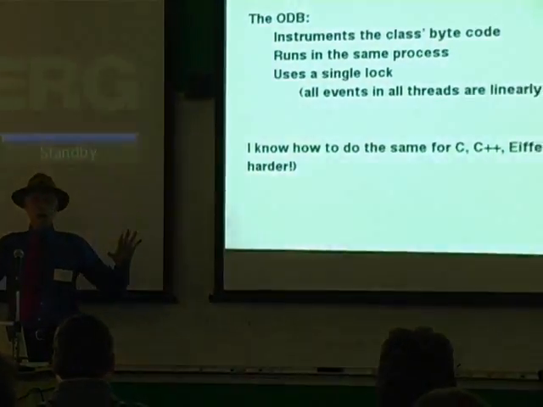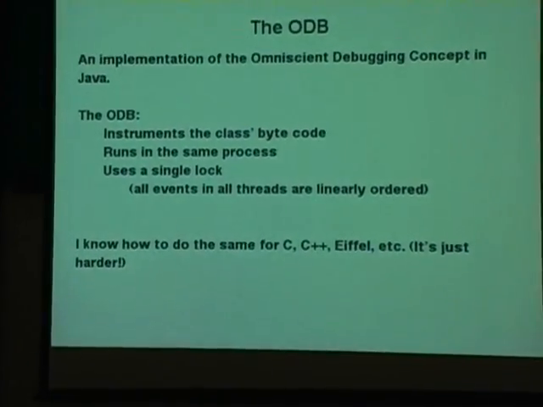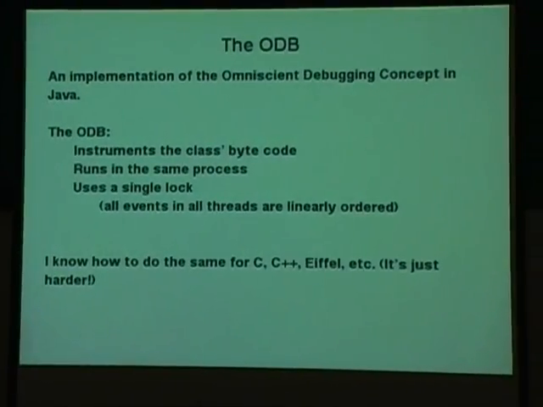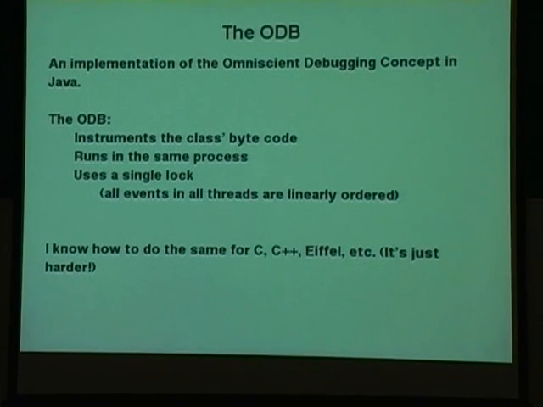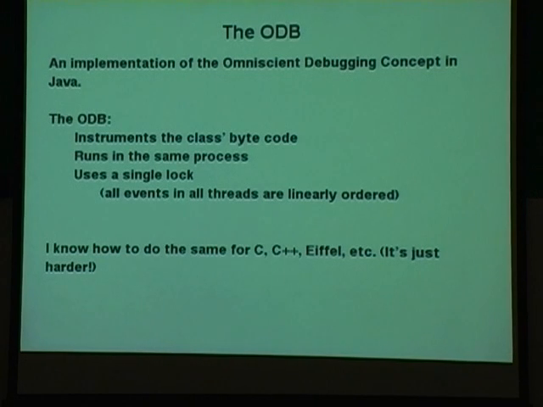So this is how I implemented the Omniscient Debugger in Java. I take your class files, and I instrument them while you're loading. I'm sticking my instrumentation in there. It runs in the same process as the target program, and it uses a single lock so that if you have multiple threads running, they synchronize linearly. I know how to do the same for other languages. It's just a lot harder.